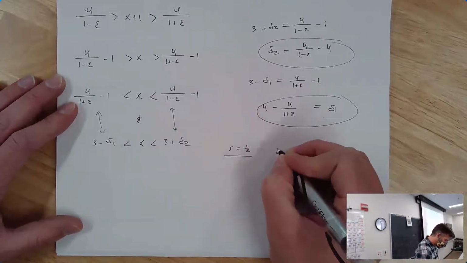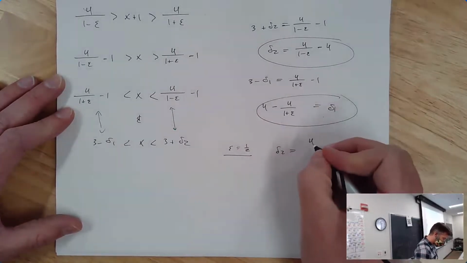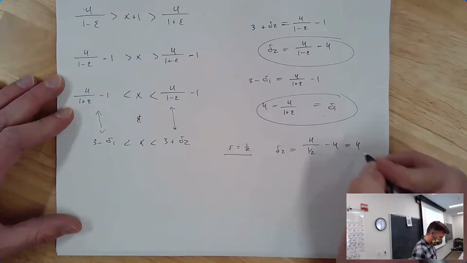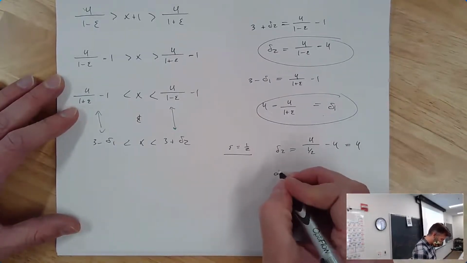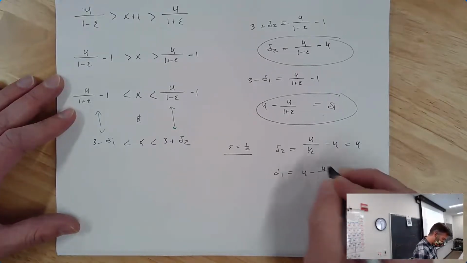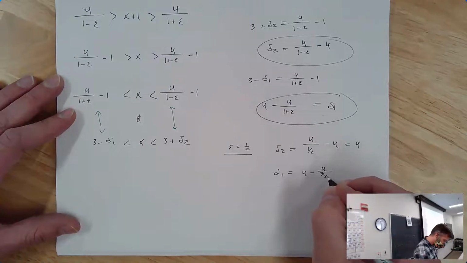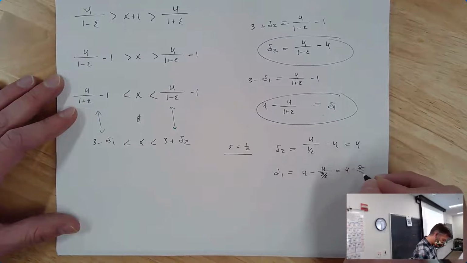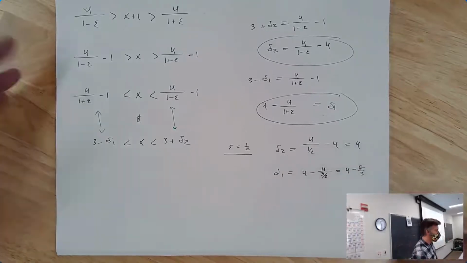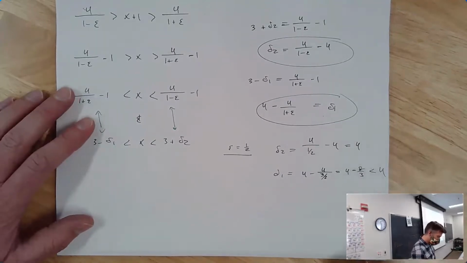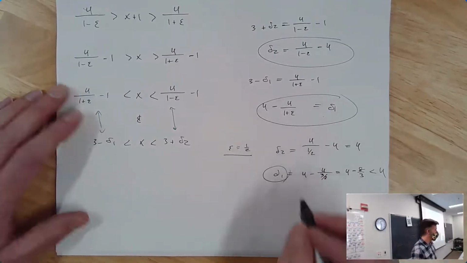I get delta 2 equal to 4 divided by 1/2 minus 4, which is 8 minus 4, which is 4. I get delta 1 equal to 4 minus 4 over 1 plus 1/2, which is 3/2. 4 minus 4 over 3/2 is 8/3. 4 minus 8/3 is definitely smaller than 4. So delta 1 is the one.